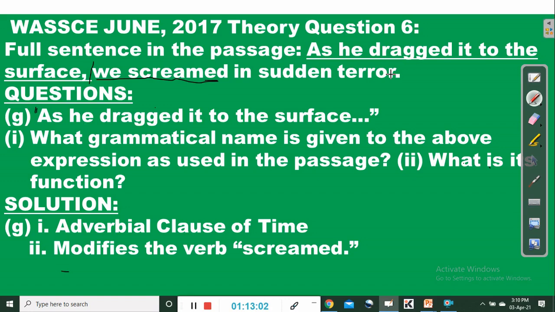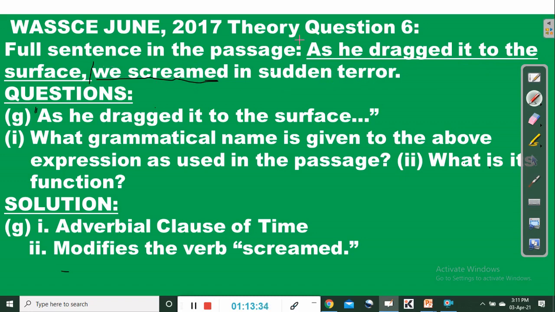Then another possible question, when? When did we scream in sudden terror? Another question is, where? When and where and how? You know, these are possible questions. Different WH questions. As he dragged it to the surface, we screamed in sudden terror.